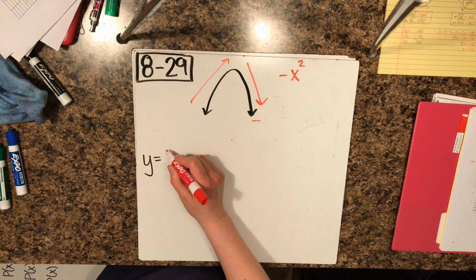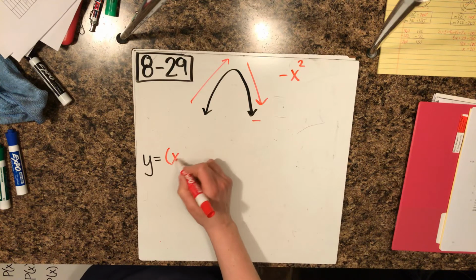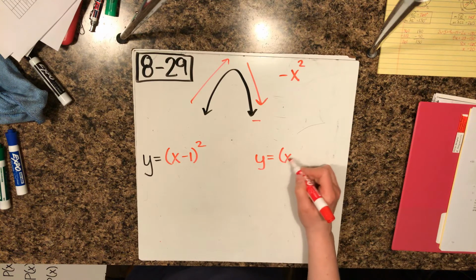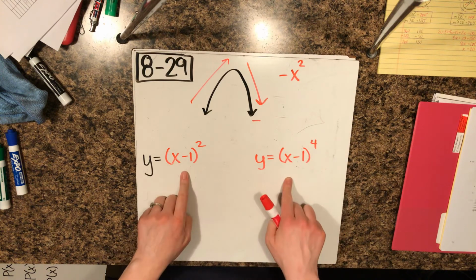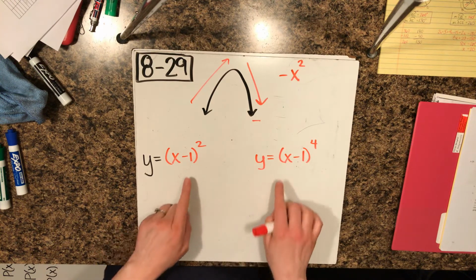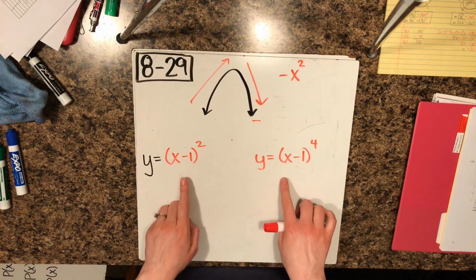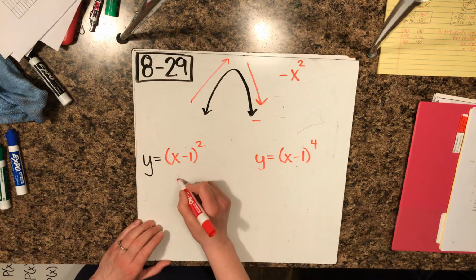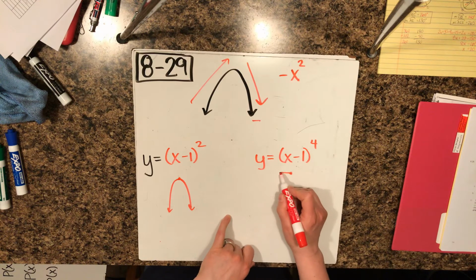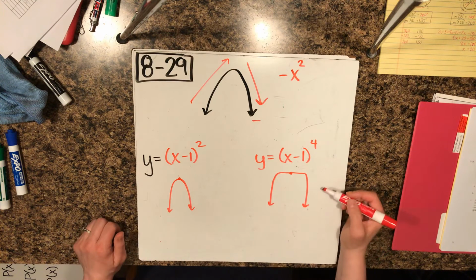If I have these two equations, y equals (x minus 1) squared, and y equals (x minus 1) to the 4th, if you graphed these on your graphing calculator, they would both basically look like this. They would both have an x-intercept at 1, and they would both bounce off the x-axis at 1. The difference is this is for sure a parabola, and this one would be more flat and then steep. Flat and then steep.